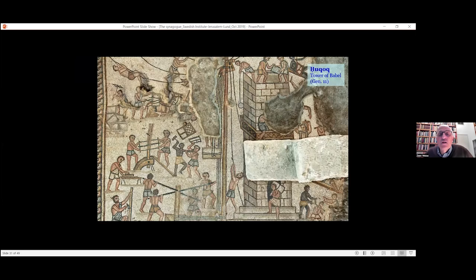Another depiction, which I find magnificent, with so many details, again coming from Hukok, is the Tower of Babel, the story of the Tower of Babel from Genesis 11, where we see all sorts of nations building the tower itself, the loops, the stones, the cutters, all the people that are participating in building that tower.